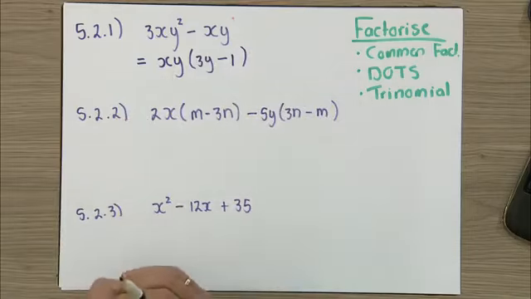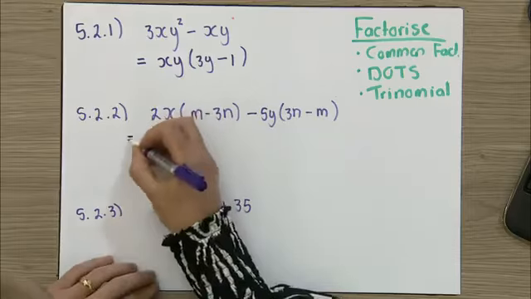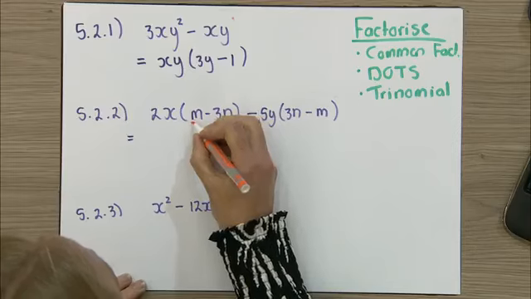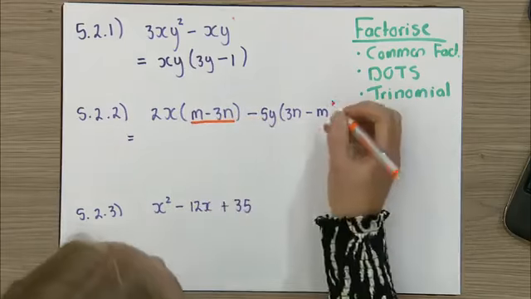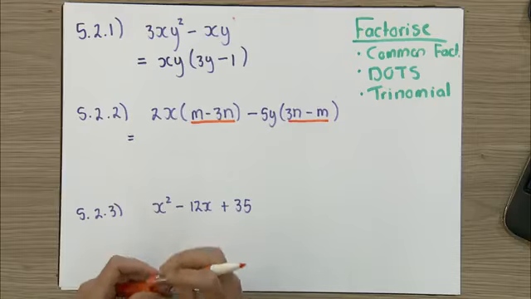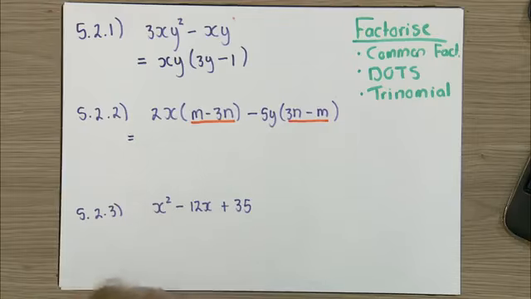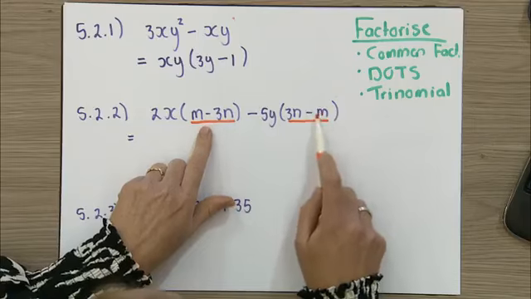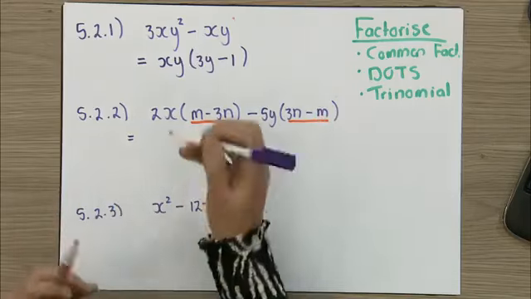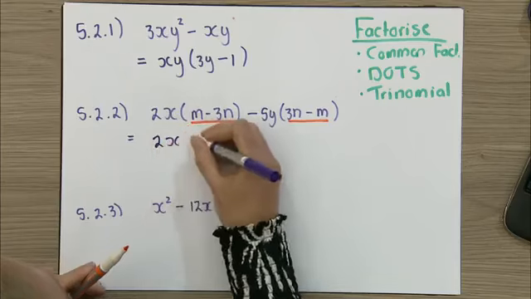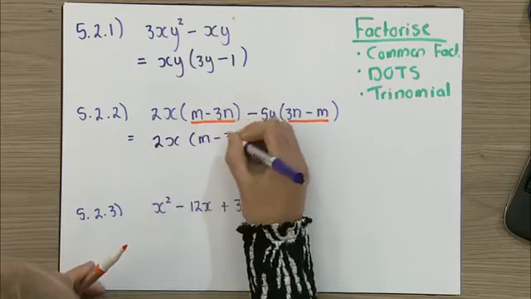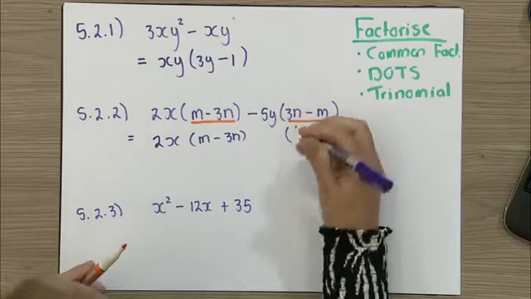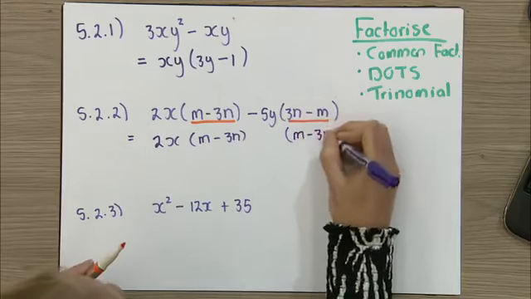Question 5.2.2. If I look at this, I should notice that these two brackets, m minus 3n and 3n minus m, are almost the same. They're not the same. They're almost the same. The problem is the second one is swapped. So how do I fix this? I apply my sign change rule. So I want them both to be m minus 3n. I want this one also to be an m minus 3n. I need the signs to change.